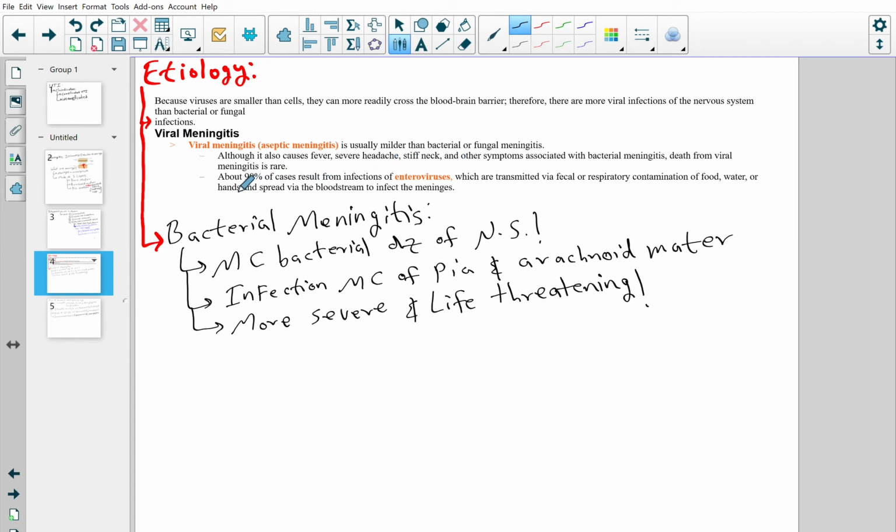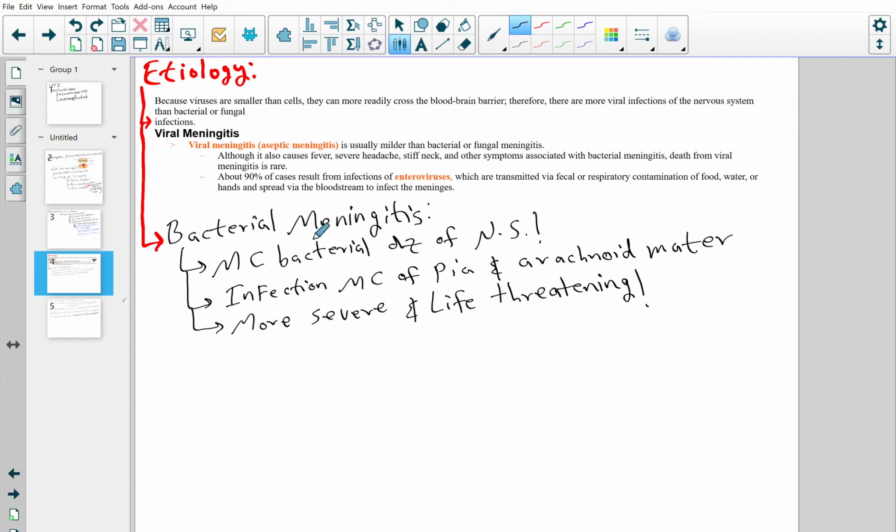The most common virus that causes viral meningitis is enteroviruses, which are transmitted via fecal or respiratory contamination of food, water, or hands, and can spread via the bloodstream to infect the meninges.